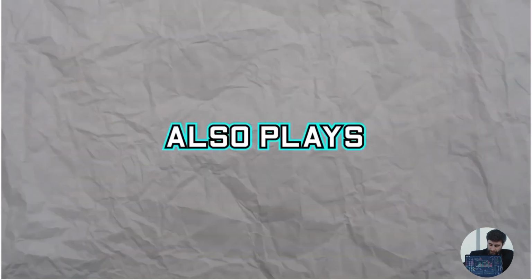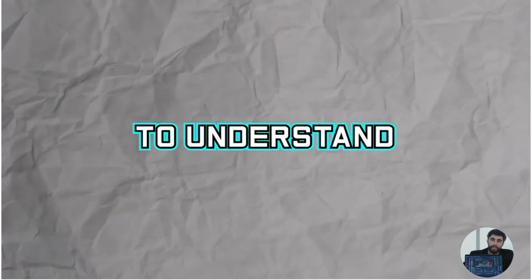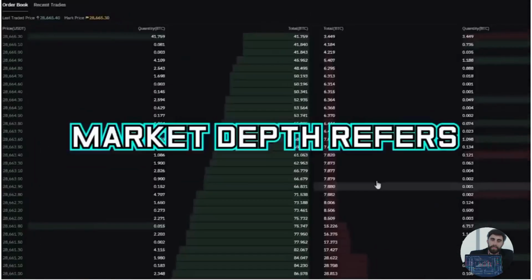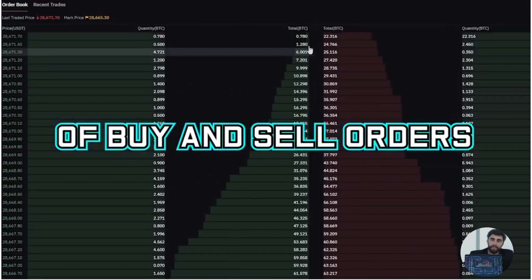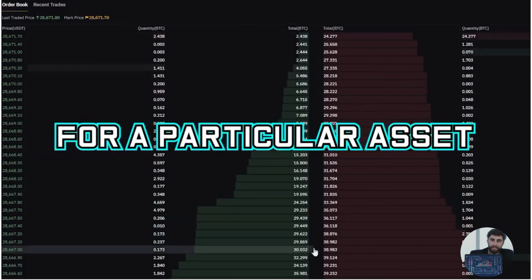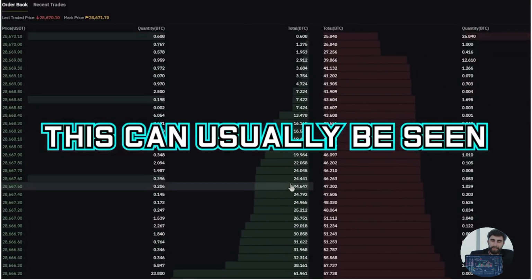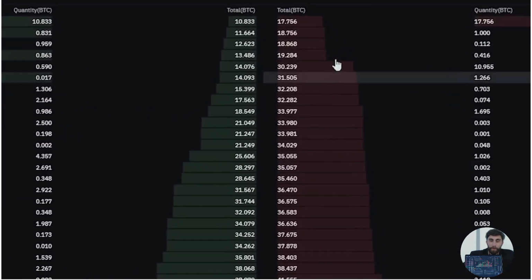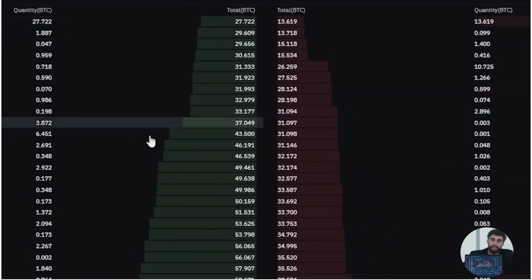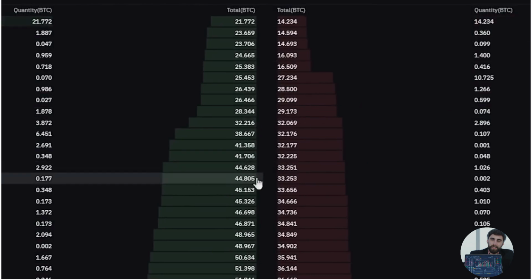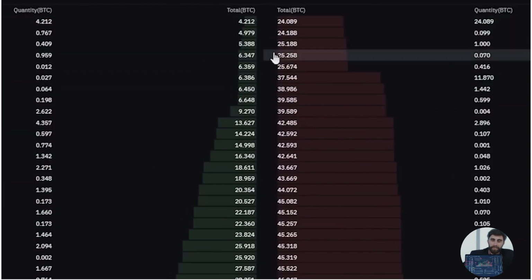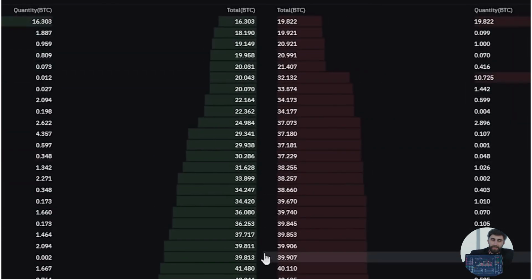Market depth also plays an important role, so it's crucial to understand what it is. Market depth refers to the quantity of buy and sell orders at different price levels for a particular asset. This can usually be seen in the order book. It shows how much demand and supply there is for an asset at different price levels, and how many shares or contracts can be bought or sold without significantly moving the price.